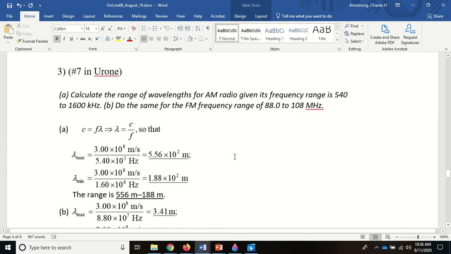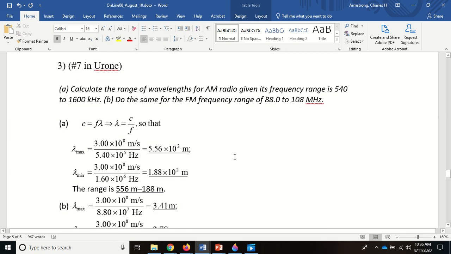Calculate the range of wavelengths for AM radio, given its frequency range is 540 to 1,600 kilohertz. Do the same for FM with the range of 88 to 108 megahertz. All you have to do is use this equation that we already saw, c equals frequency times wavelength. The wavelength is what we're trying to find, so that's c over f. c doesn't change, and we're given all the f's, so it's just a matter of plugging and chugging.